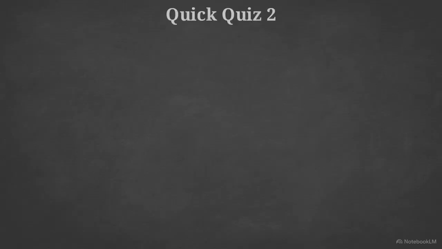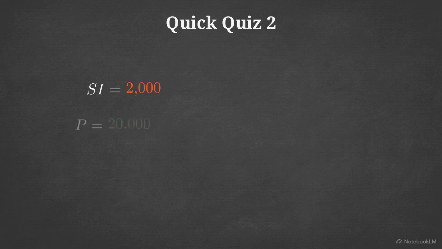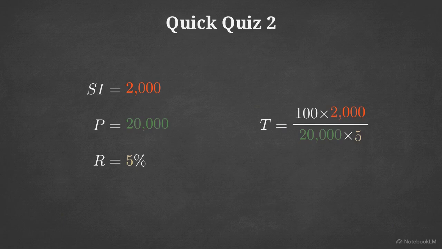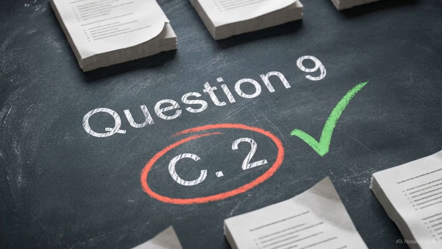Try one more. Find the time if the interest is 2,000 naira, the principal is 20,000, and the rate is 5%. Using our shortcut, we find the time is exactly 2 years. You've done great work today. We've confirmed that option C is the correct answer for question 9.